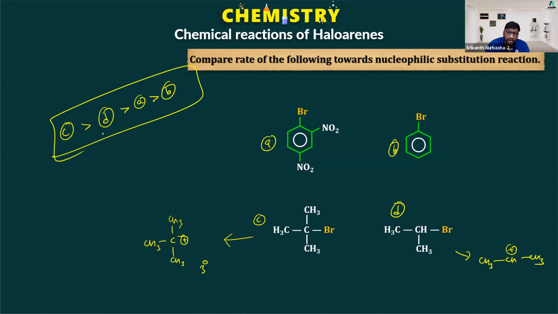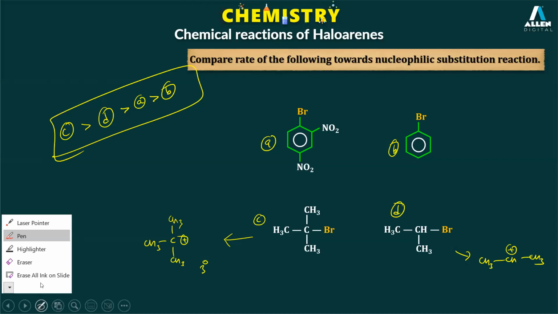Okay, don't get confused. Very simple question. They were not asking about SN2 specifically. They were just asking about nucleophilic substitution. So it can be SN1, SN2, SNAr. In compounds A and B, it is nucleophilic aromatic substitution. In compounds C and D, it is SN1. So whether it is SN2 or SN1 or SNAr depends upon the substrate. Got it? Yes, sir.